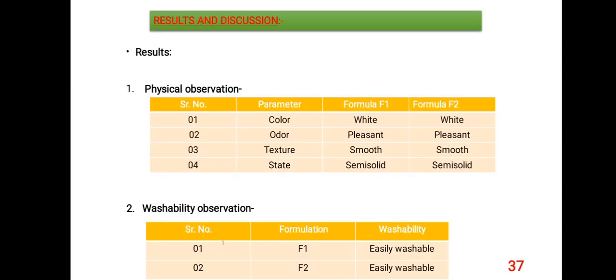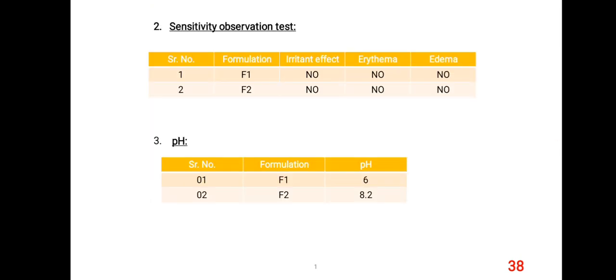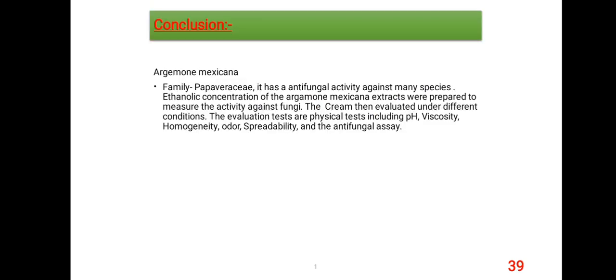Results and discussion. Physical observation: parameters are color, odor, texture and state. We made two formulations. For both, the color is white, odor is pleasant, texture is smooth and state is semi-solid. Washability observation: both the formulations are easily washable. Sensitivity observation test: for both formulations, no irritant effect, no erythema and no edema were observed. pH of the formulations: formulation 1 is 6 and formulation 2 is 8.2.